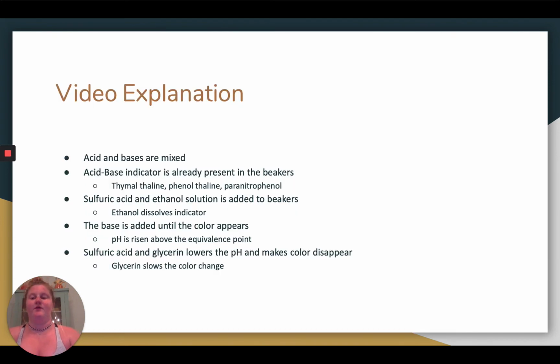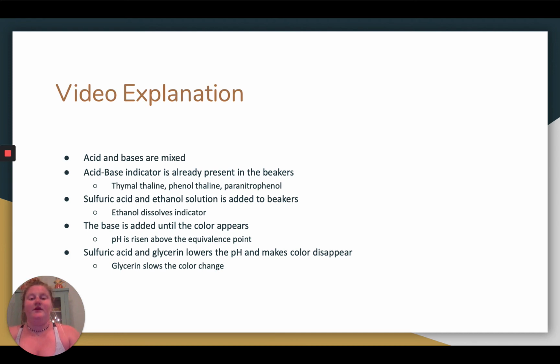So in the video, acids and bases are mixed to show and remove the different colors of the rainbow. An acid-base indicator is already present in the beakers before the video starts. This indicator includes thymolphthalein, phenolphthalein, and paranitrophenol. A little bit of sulfuric acid and ethanol solution is added to the beakers before the video starts as well. This allows an acid to be present, to be mixed with the base, and the ethanol allows dissolving of the indicator so that the mixture changes colors.